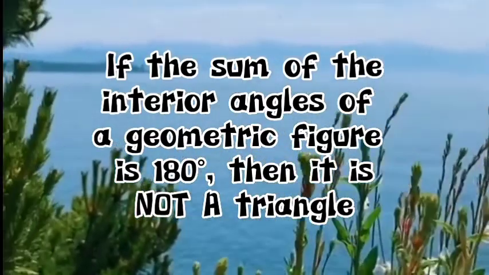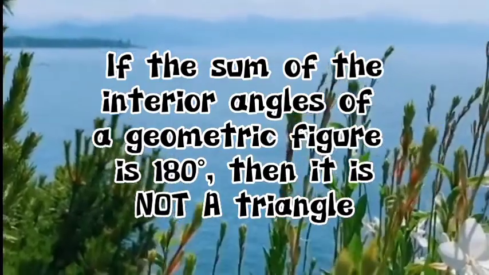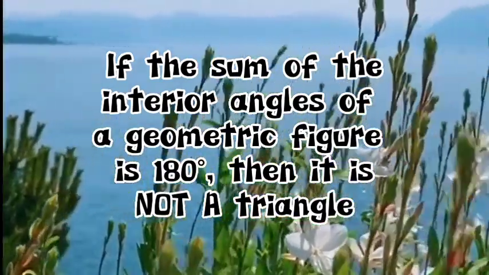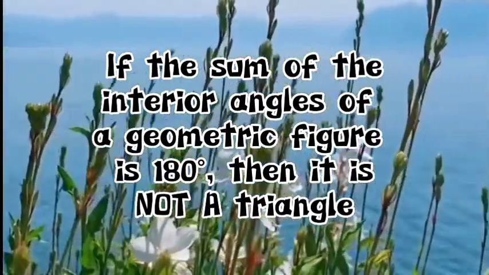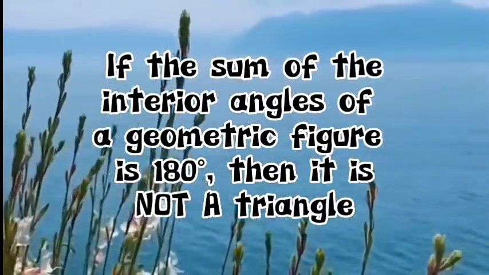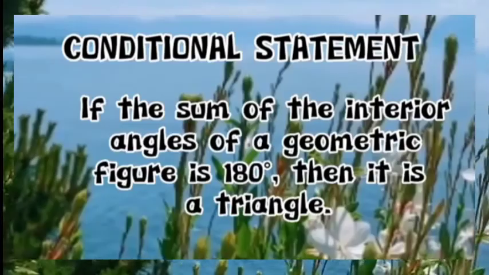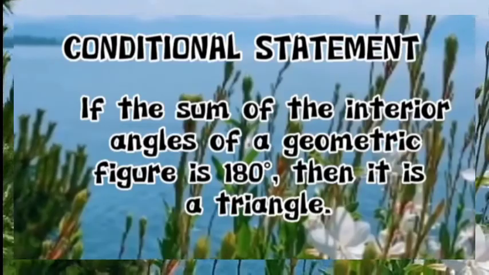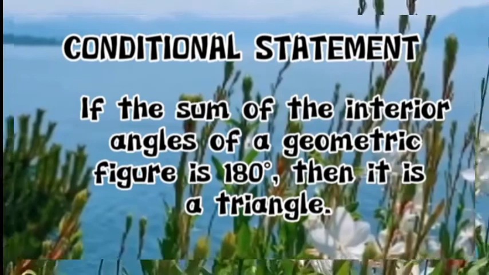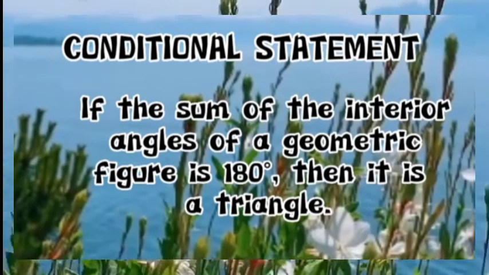Therefore, the assumption that states that if the sum of the interior angles of a geometric figure is 180 degrees, then it is not a triangle, is proven false. Likewise, this assumption is a contradiction to our conditional statement. Thus, our conditional statement presented is proven true.